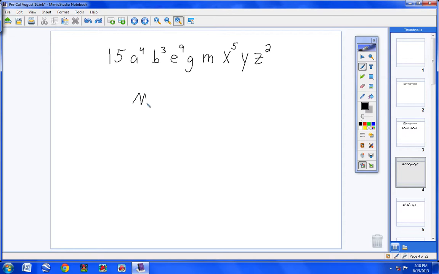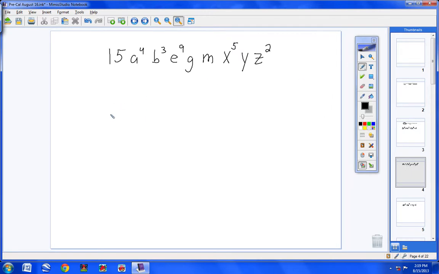Everything in here is multiplying, and you take notes as you feel like you need to. Notice how they're all side by side, so you could really say 15 times a to the 4th times b to the 3rd times e to the 9th, etc., etc. Everything in here is multiplying, and so that's why we have one term.